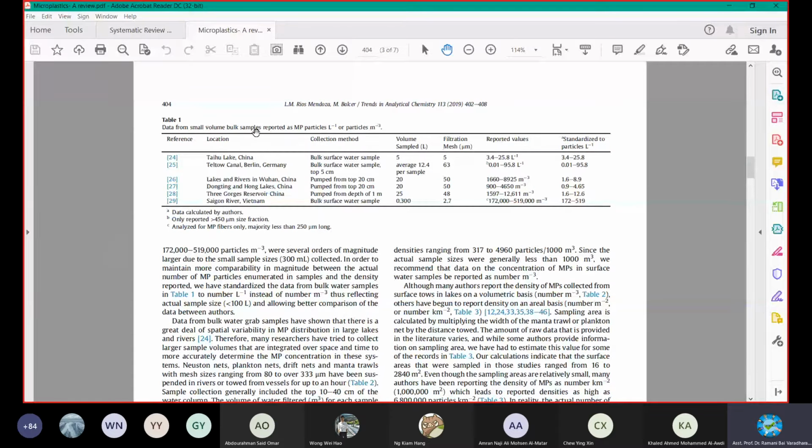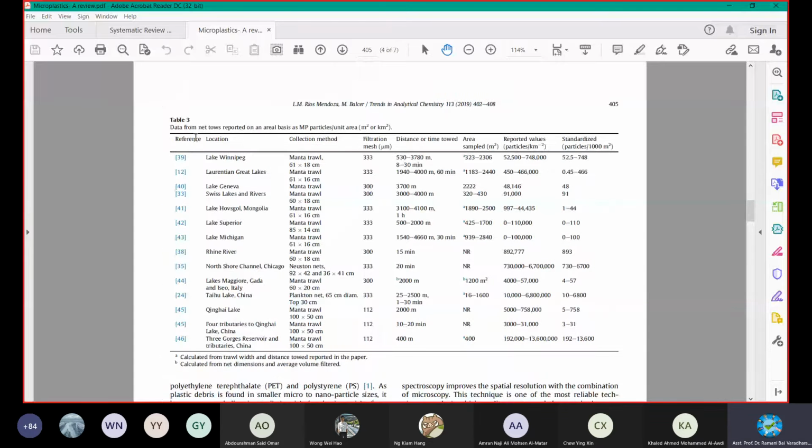Data from small volume bulk samples. This is data from neustons reported on an area basis, MP particles, right, per unit area. So this is another way of doing. They have two classifications. One is from small, another from neustons. I don't know what they are referring to. This you have to check inside.